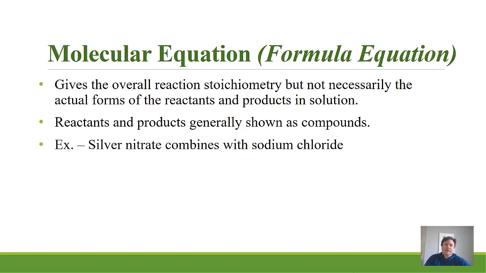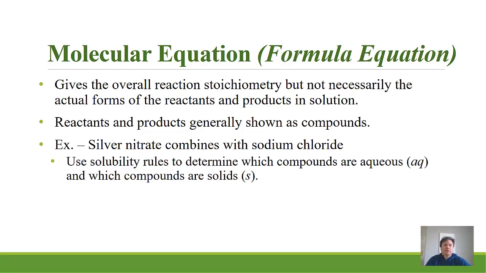So here's an example. Silver nitrate combines with sodium chloride, okay? So we use our solubility rule. So let's see, who's going to form? We would form silver chloride, okay? Neither of those are on our soluble list, so that's going to form a precipitate. And then we form sodium nitrate. Both of those are on our soluble list. So our precipitate is going to be silver chloride, and sodium nitrate is going to be an aqueous solution.